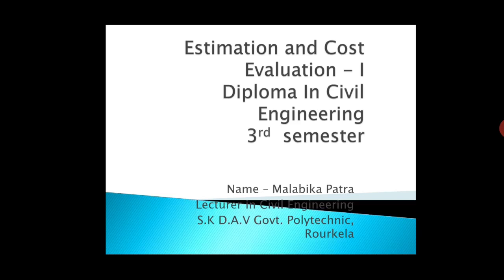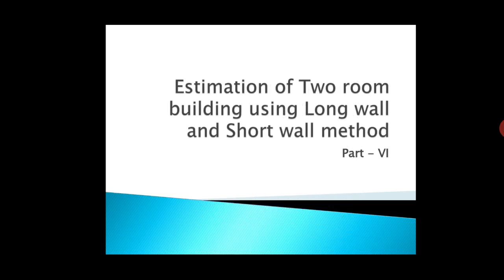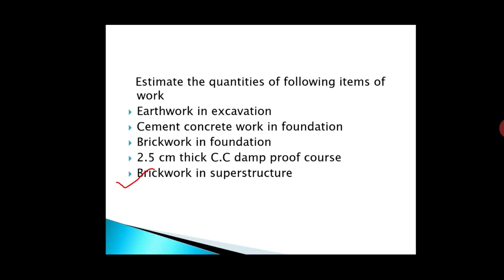In the last class we started the estimation of brickwork in superstructure of a two-room building using the long wall and short wall method. In this class we will discuss the portions that have to be deducted or subtracted from the gross volume in order to get the net or final volume of brickwork in superstructure.